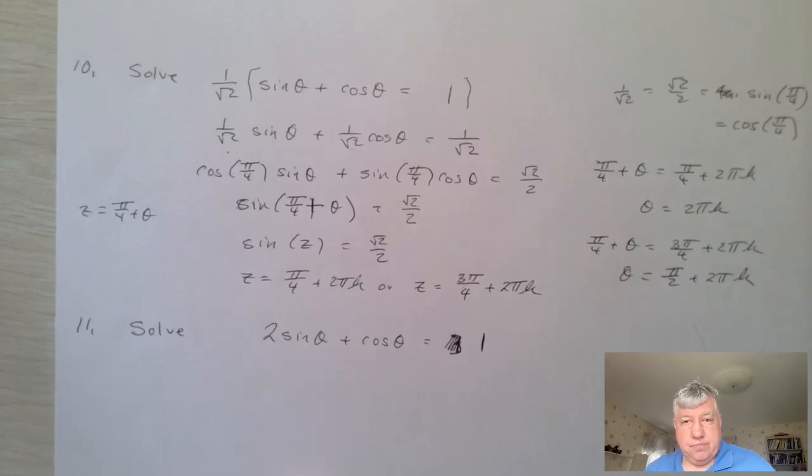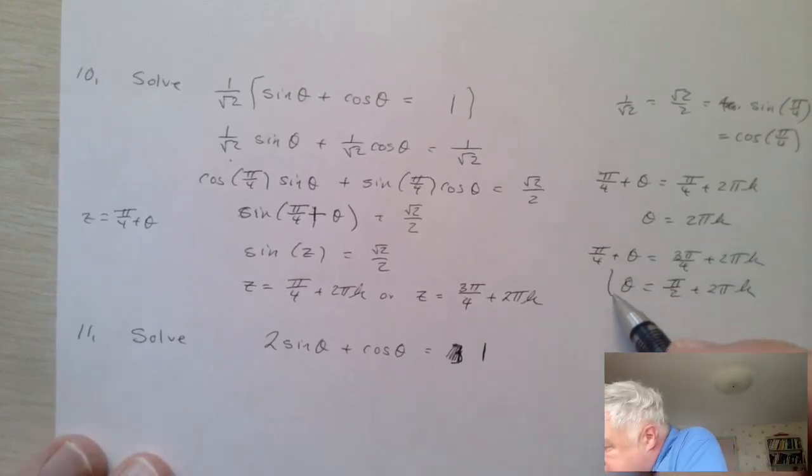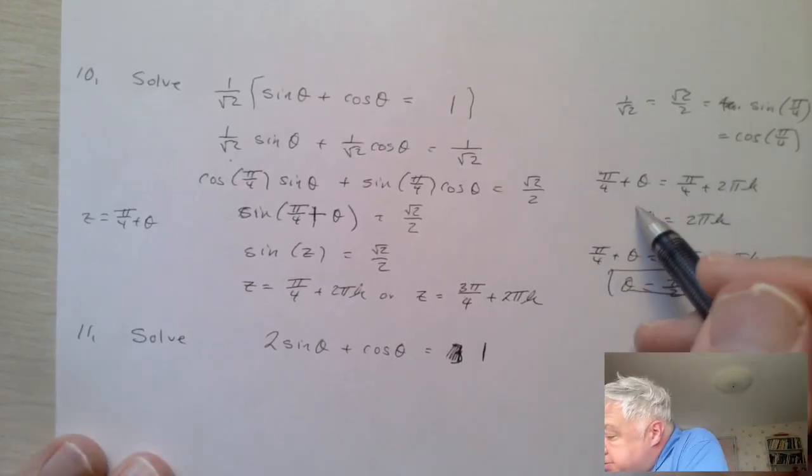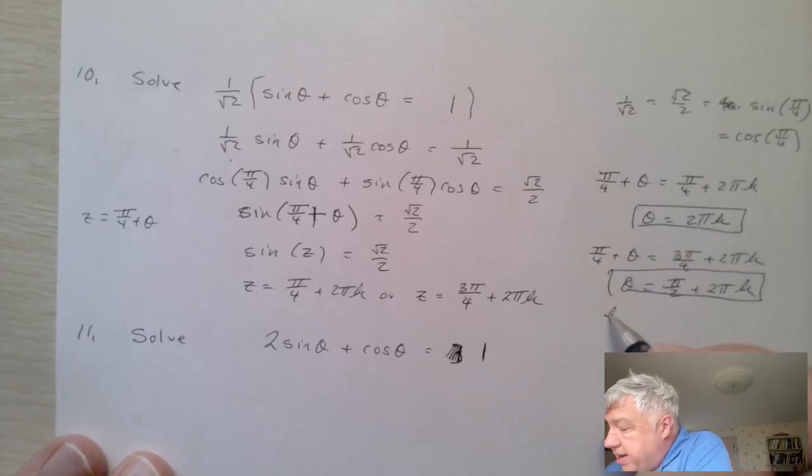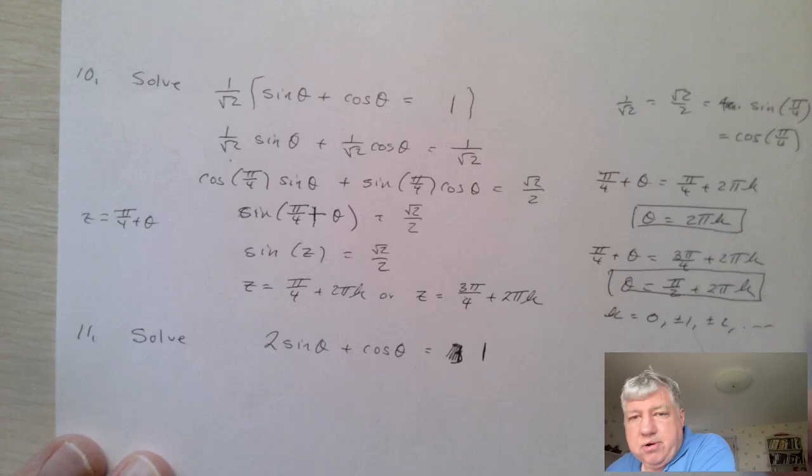All right. So this represents our two sets of solutions, where k again can be 0, plus or minus 1, plus or minus 2, and so on.